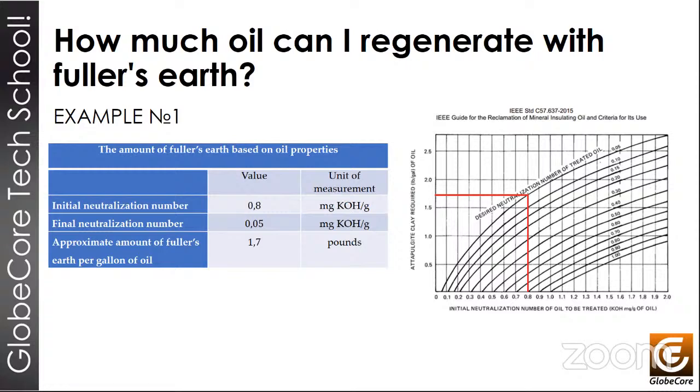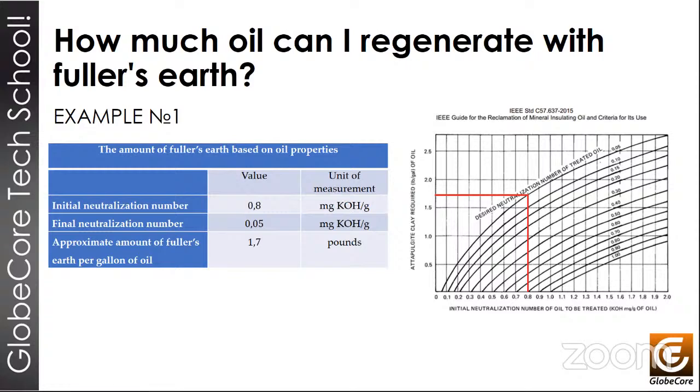And this will allow us to determine the amount of Fuller's earth in pounds that is needed to regenerate 1 gallon of oil. Okay, so the absorbent capacity of Fuller's earth is influenced by many parameters, such as temperature, flow rate, oil viscosity, and its initial acid number. The European standards specify the temperature at 60 degrees. There are commercial processes, like ours, for instance, that don't use heating.